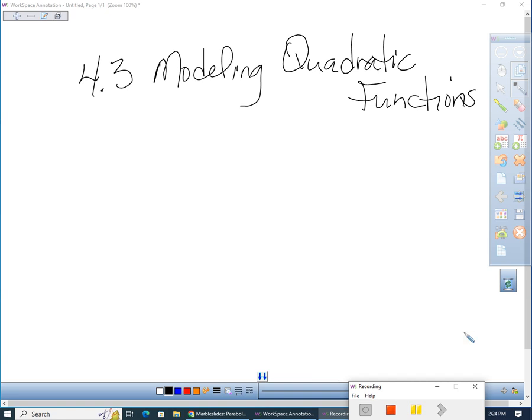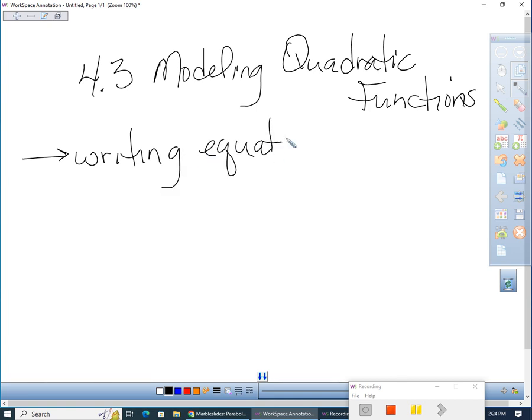Let's talk about modeling quadratic functions, 4.3. Modeling, remember, means that we are writing equations to fit real life data.